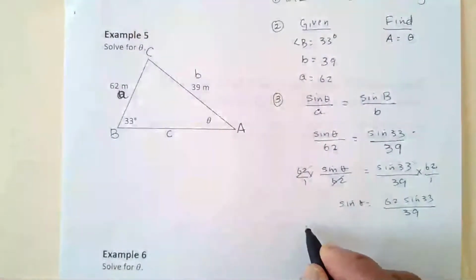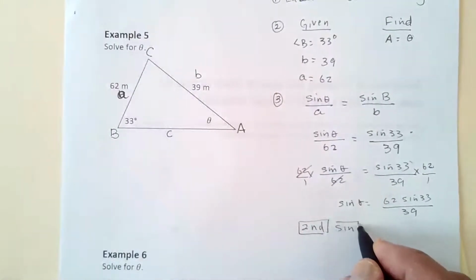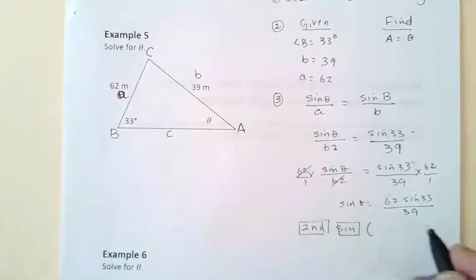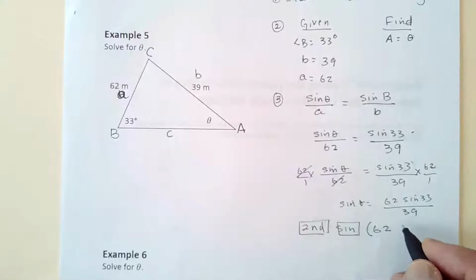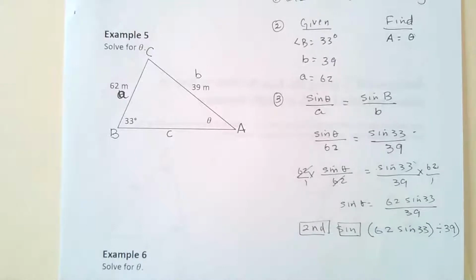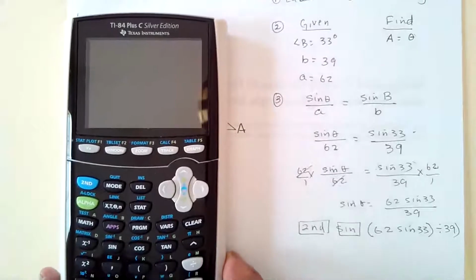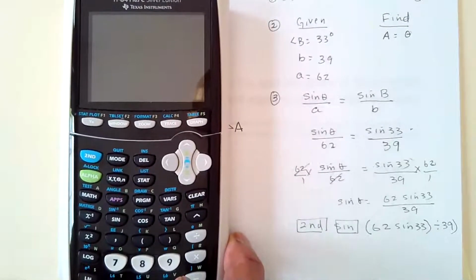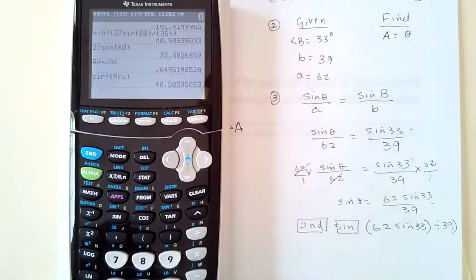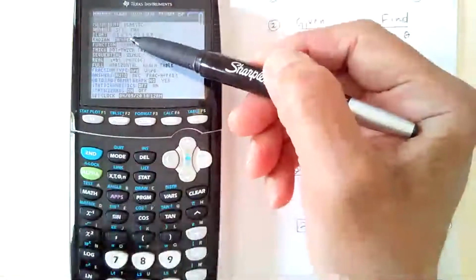Now use my calculator. I'll have to use my second, sine, open bracket, 62, sine 33, close bracket, divided by 39. I'll show you how it's done in a calculator. Just a reminder, you have to be in degree mode. You see here, degree mode.